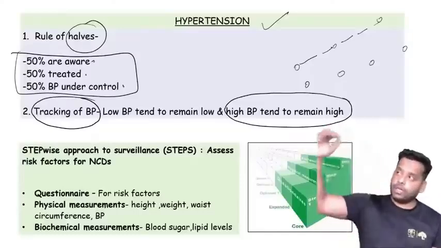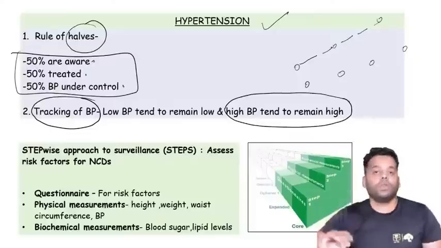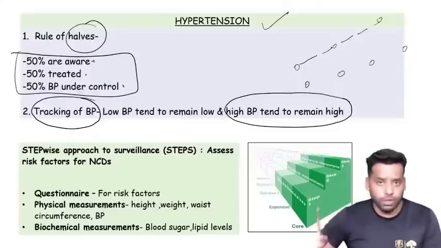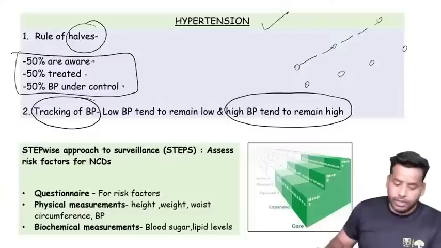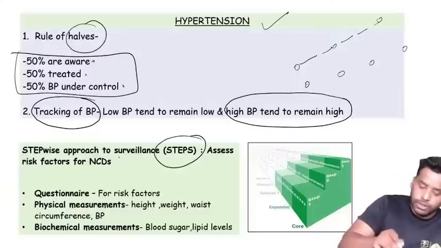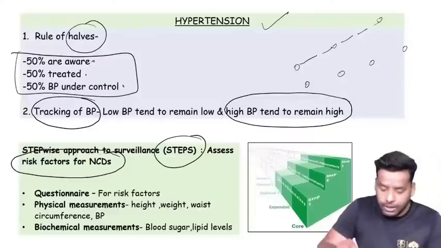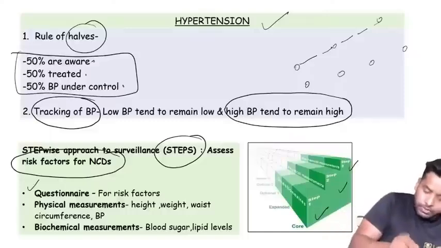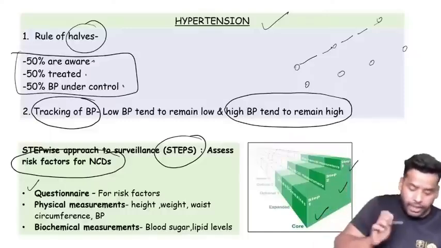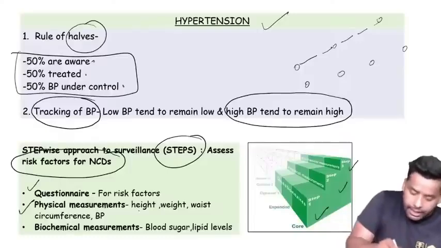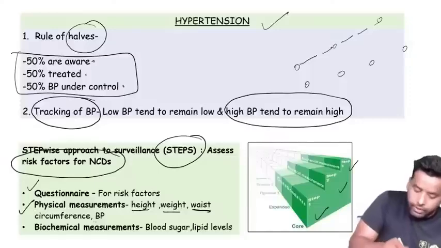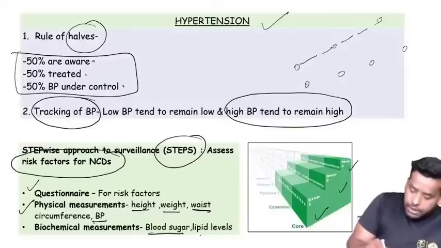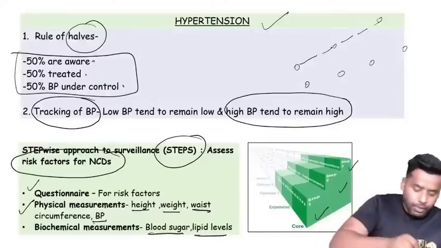Higher BP, obviously it will track towards the higher range only. That is why we have to take precautions. We have to reduce it. Tracking is seen in which disease, which variable it will show. This was the question. How many steps do we use for the STEPS protocol? When you assess risk factors for non-communicable disease, there are 3 steps. First, we assess risk factors using a questionnaire. Second, we use physical measurements: height, weight, waist circumference and BP. 4 things are important. Blood sugar and lipid levels come under step 3, biochemical measurements.